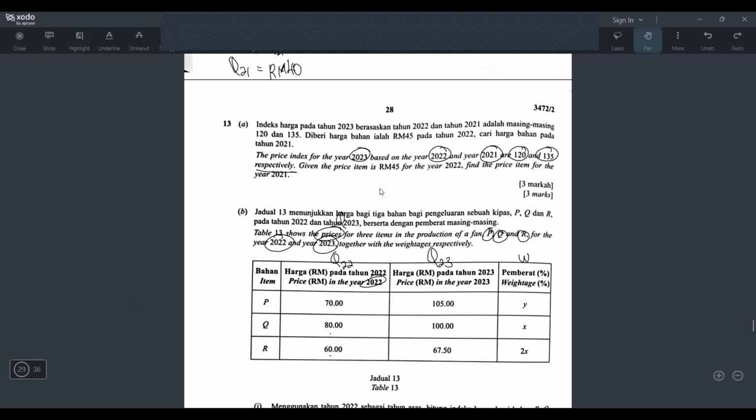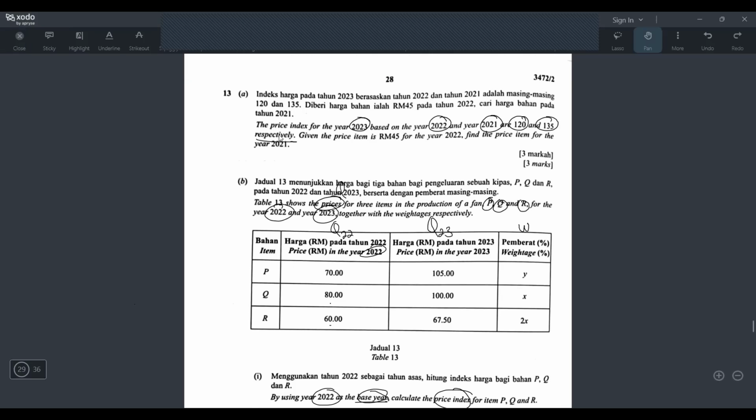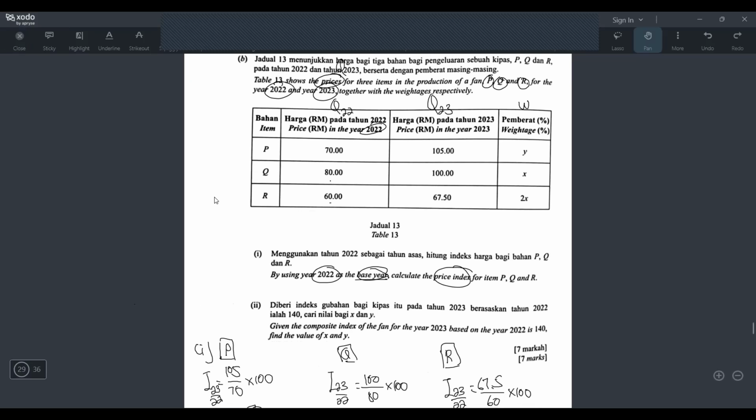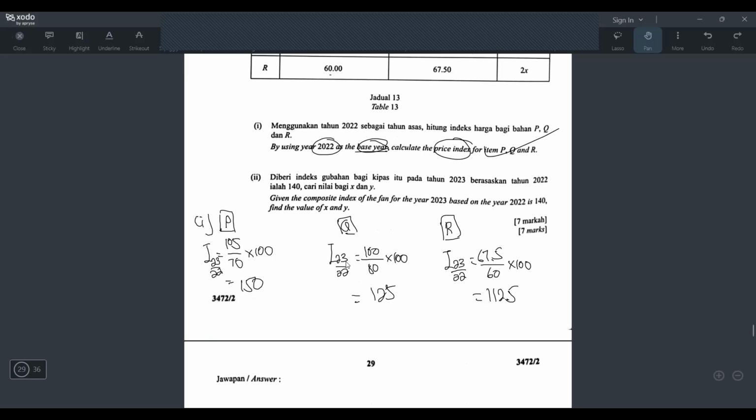But is this connected? I don't think so. I don't think the A and B questions are connected. So yeah, we don't have to look at the A working. Alright, so it's done. This is the answer for number one. They want to find the price index for PQR, right? So yeah, this is the answer.